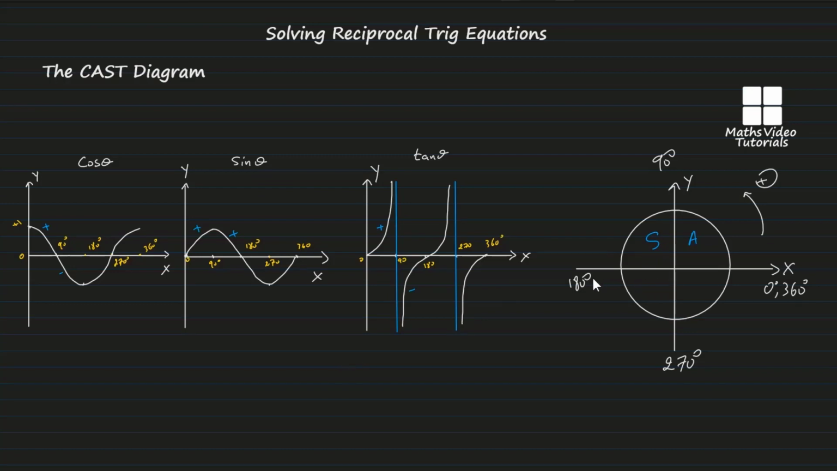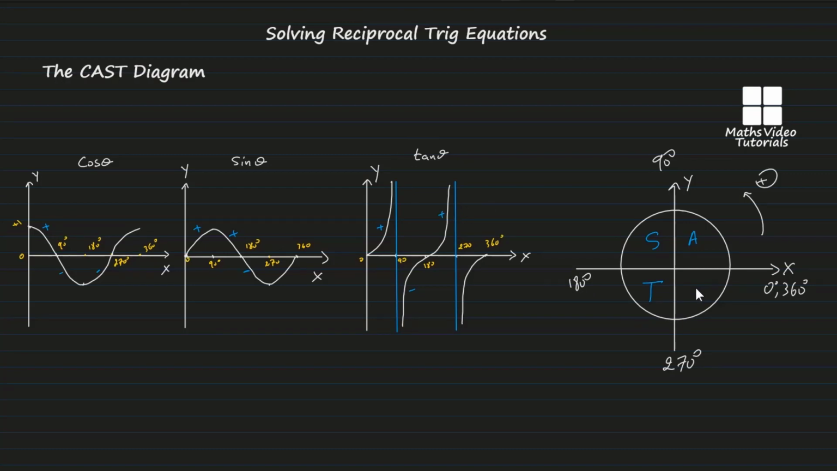For the third quadrant, between 180 and 270, the cos is negative. The sine function is negative now, but the tan is positive. So for the third quadrant, the only positive function is the tan, so we label it with capital T.